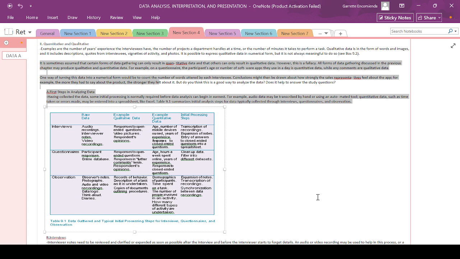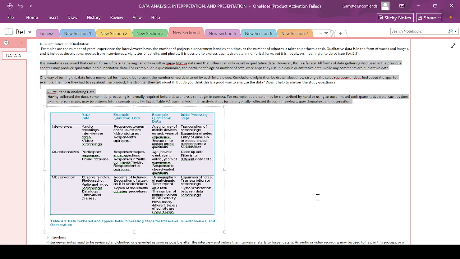For example, audio data may be transcribed by hand or using an automated tool. Quantitative data, such as time taken or errors made, may be entered into a spreadsheet like Excel. Table 9.1 summarizes initial analysis steps for data typically collected through interviews, questionnaires, and observation.